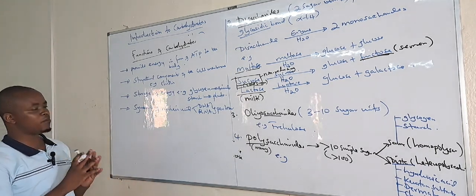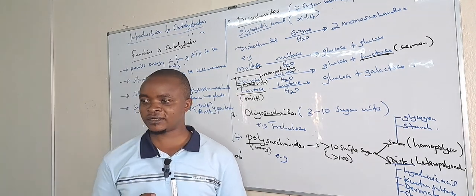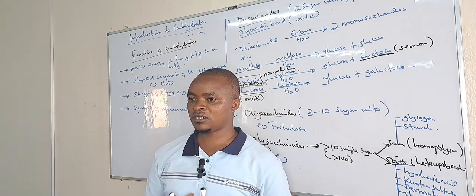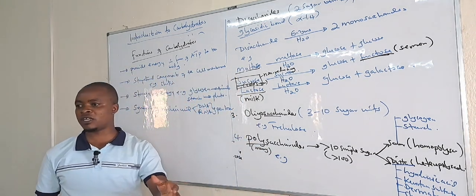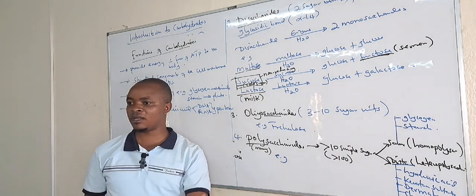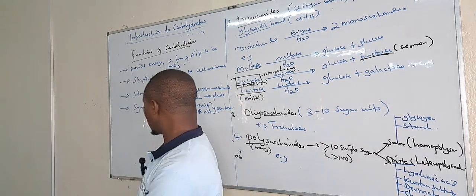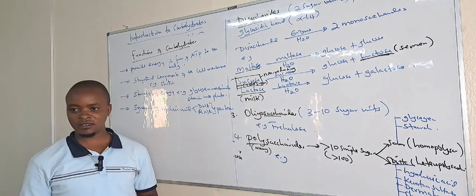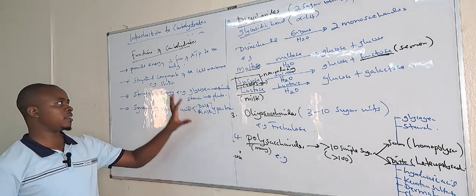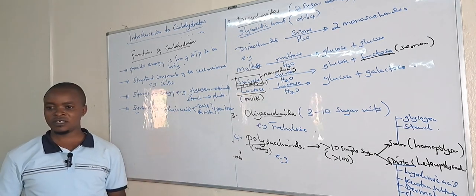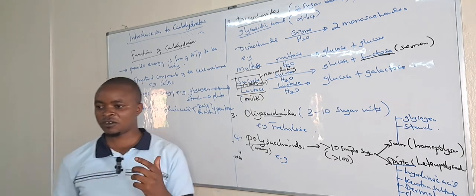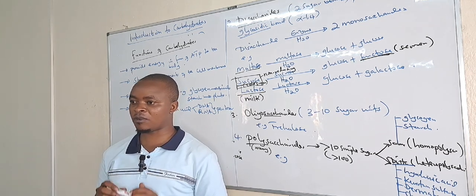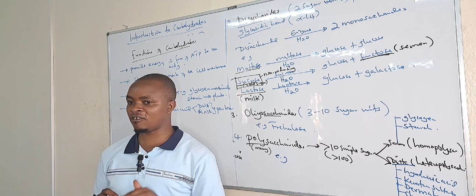So these are some of the major functions of carbohydrates in our body: providing energy, being a primary source of energy, being part of the cell membrane, storage of energy, and synthesis of DNA and RNA. In the next video, we shall explain to you the digestion, absorption, and metabolism of carbohydrates. So this one marks the end of the introduction.